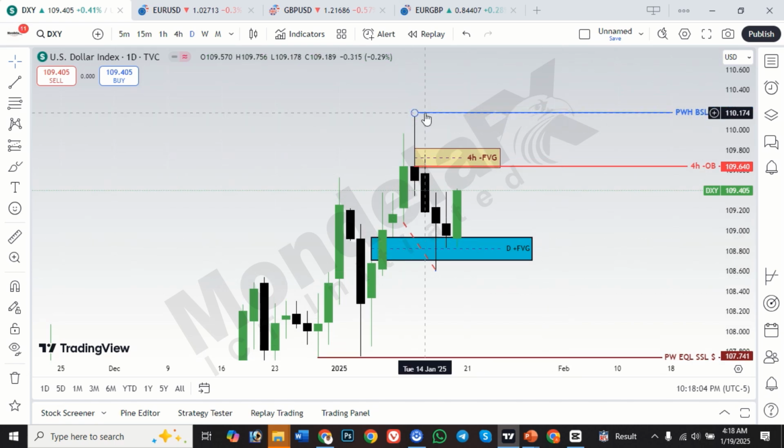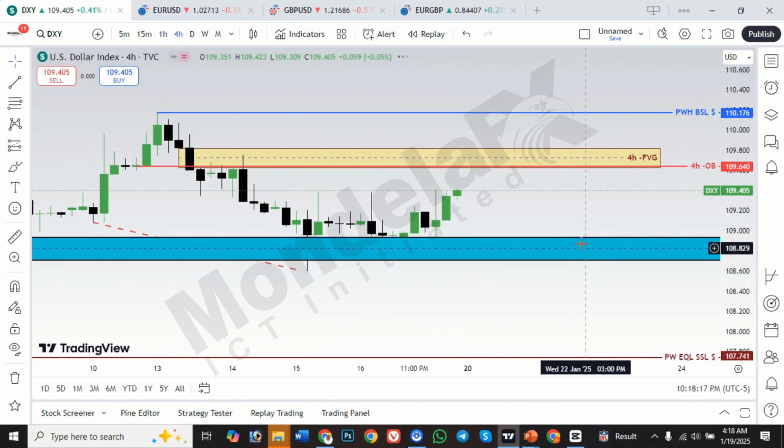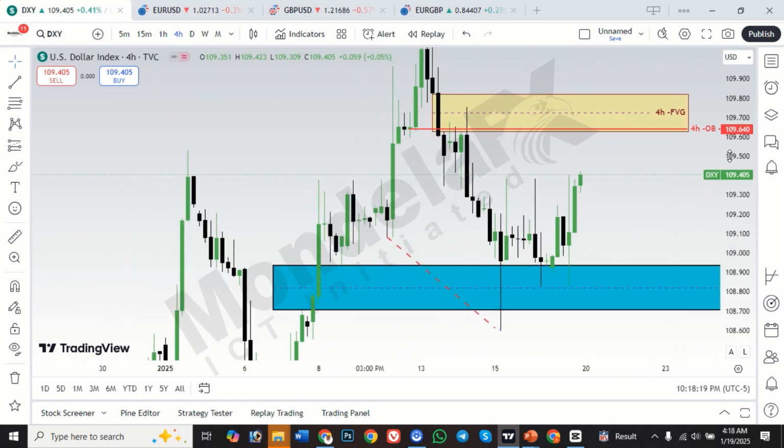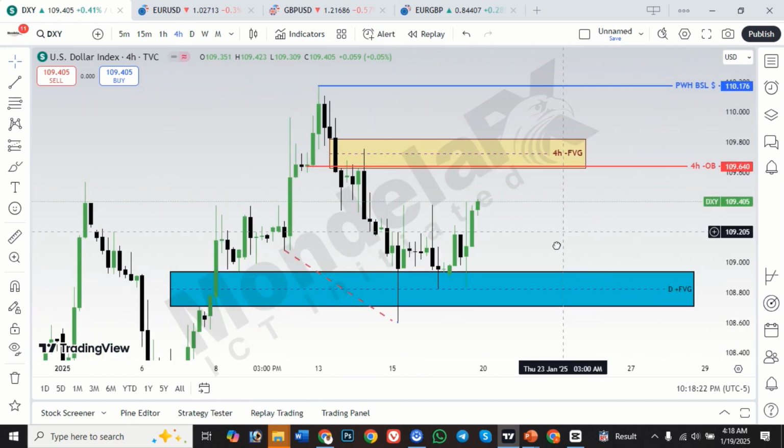Now, when you drop it down to a lower time frame, you will know if they will truly run for this buy side or they will decline. So let's drop it down to a 4 hours chart. What did I just say? Our bias for the week, we are bullish. So drop it down to a 4 hours chart. Now on the 4 hours chart, you can see now.